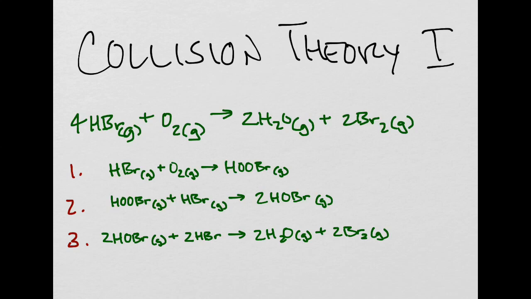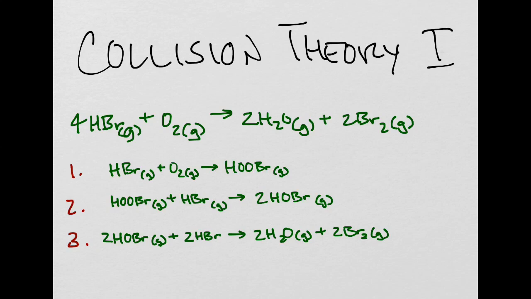And then let's look at our third elementary step. Now, don't be misled here. It's not that four things have to hit simultaneously. I had to put a coefficient of 2 with the HOBr, and another one with the HBr, but this just has to be one HOBr connecting with one HBr, and when those two things come together and then another one of those two things come together, then you can create this product.